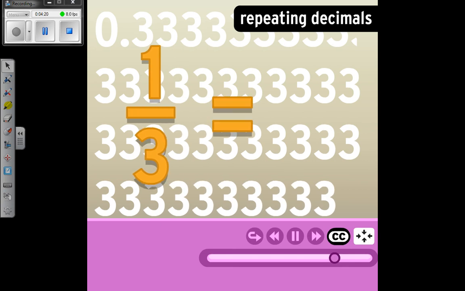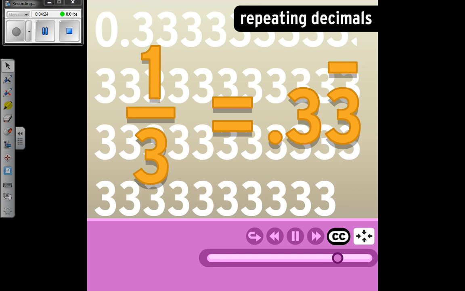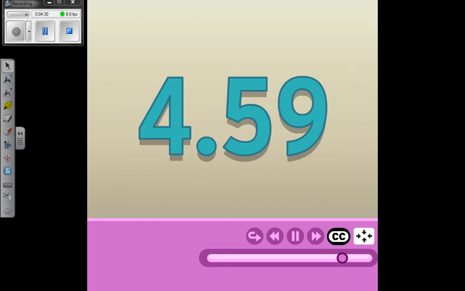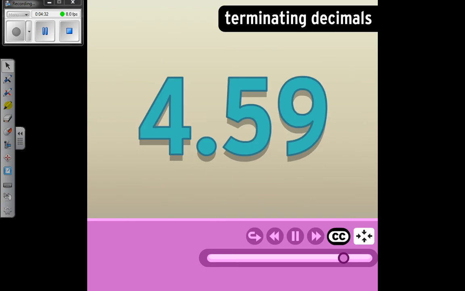You could round that number off to 3/10, or 33/100, but it's more accurate to put a line over the last number. That line indicates that the number keeps on going. Decimals that end are called terminating decimals.